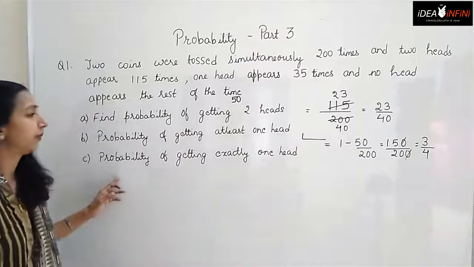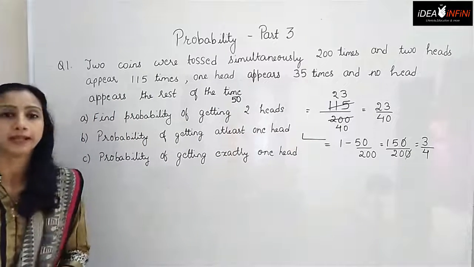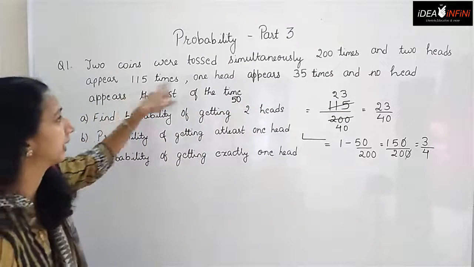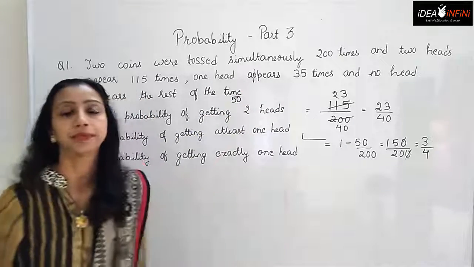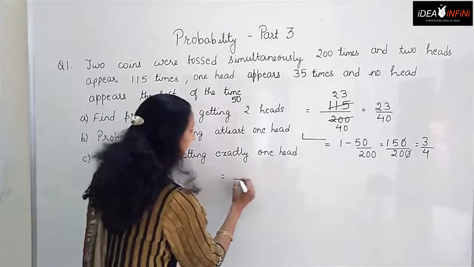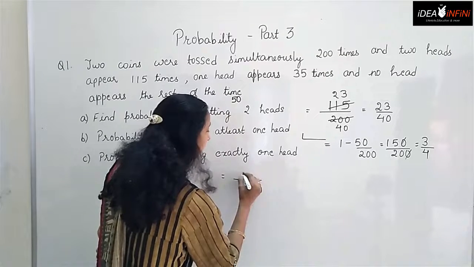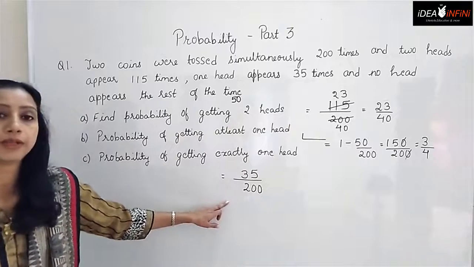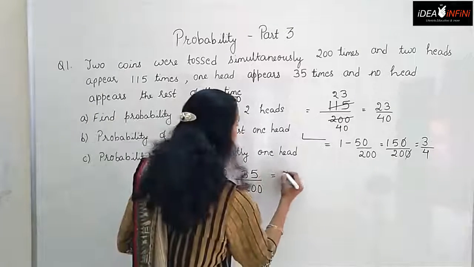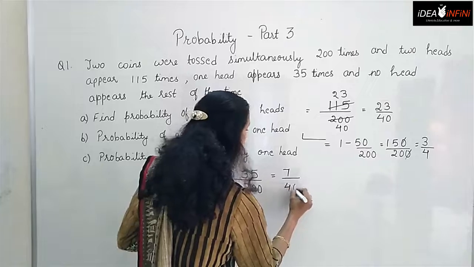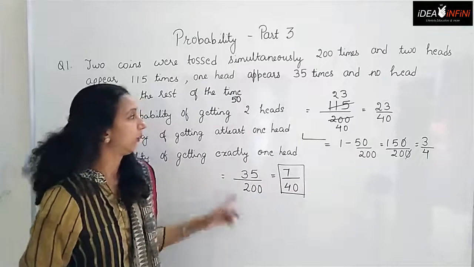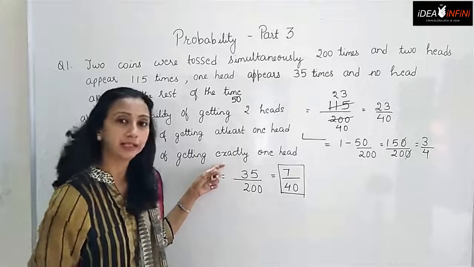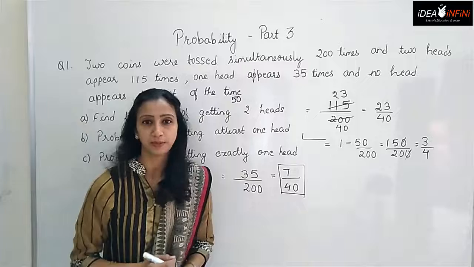The third part, probability of getting exactly one head. See, exactly one head has been written. Two heads appear 115 times, one head appears 35 times. So that means out of 200, exactly one head is appearing 35 times. And 35 divided by 200 will be the required probability. Once again, we reduce it to lowest terms. 5 7s are 35, so 7 by 40. So this is how we calculate the probability of getting two heads, at least one head, and exactly one head. We move on to another problem.